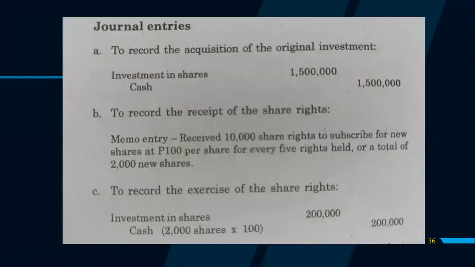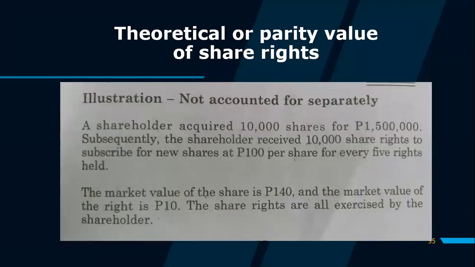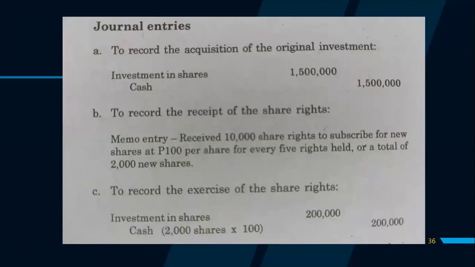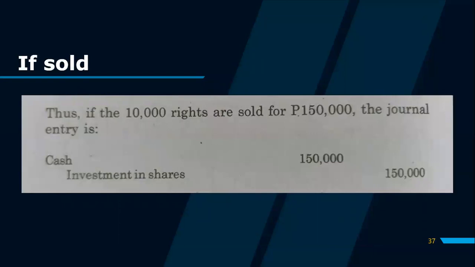So the journal entry, upon acquisition, we have the investment in shares, then credit cash 1.5 million. To record the receipt of shares, we only make a memorandum entry because it is not accounted for separately. Then to record the exercise of share right, we have the investment in shares and credit cash. As you can see, upon the receipt we only made a memorandum entry. And then if sold, you sold your right.